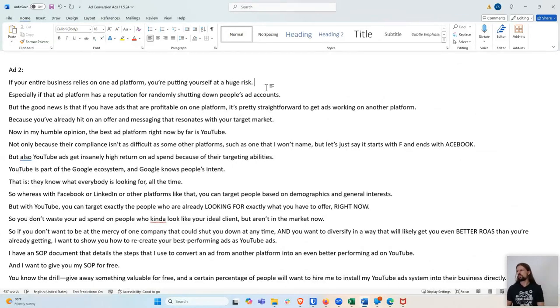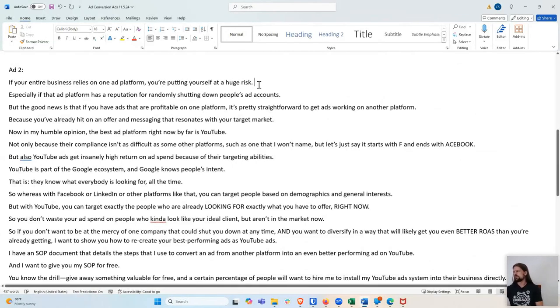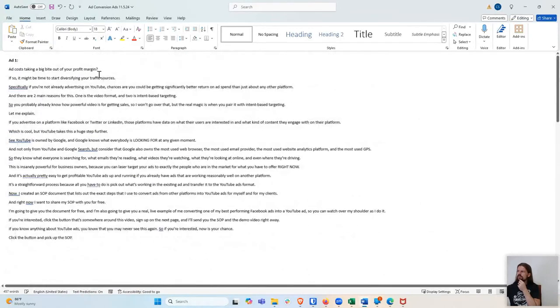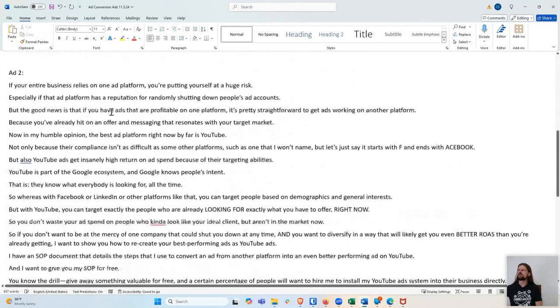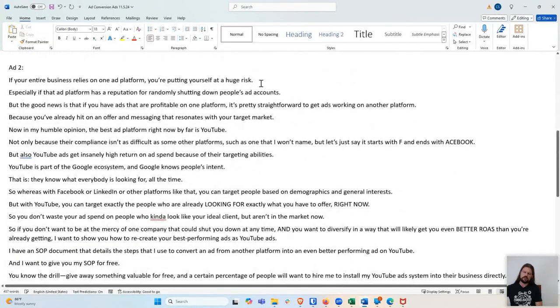And so one of the ways that you can do that is by, hey, here's the risk that you're at. And if you look at my other ad script, I said ad costs taking a big bite out of your profit margin. So this is more of a pain. This is something like a problem that they have. And if it's the same idea, if it applies to the person, then they're probably going to listen.